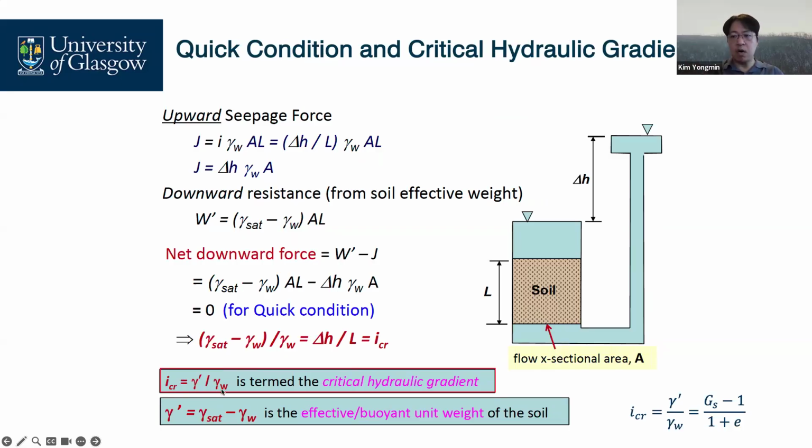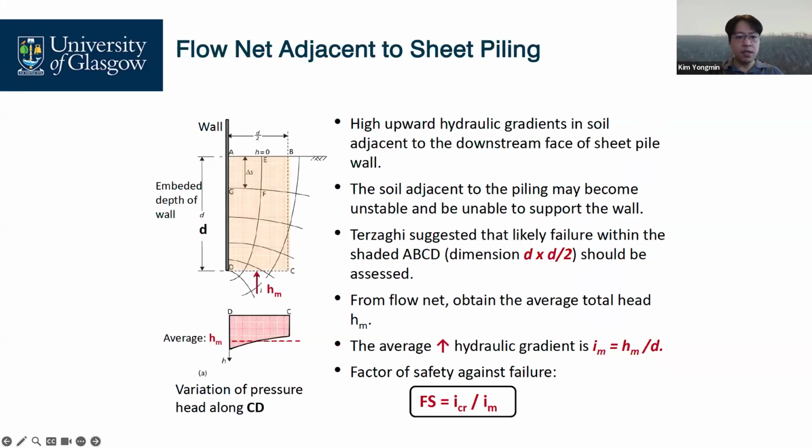For example, our soil is 20 kilonewton per cubic meter as a saturated unit weight. And then mostly water unit weight is 9.81, assume 10. And then saturated minus gamma W gives gamma prime, which is 10. Gamma prime is 10 over 10. Now our critical hydraulic gradient is 1.